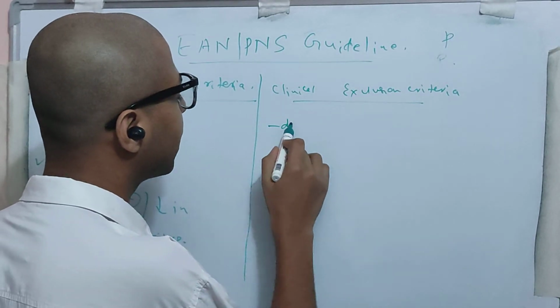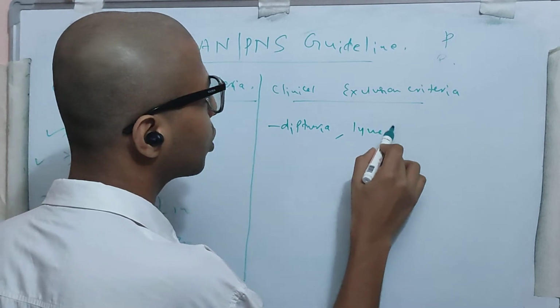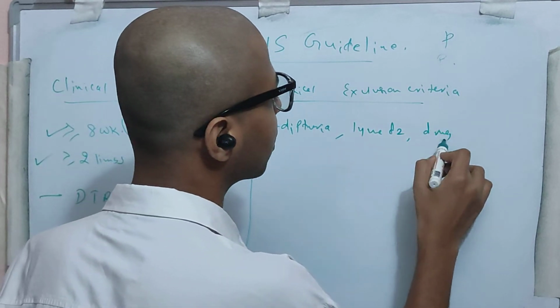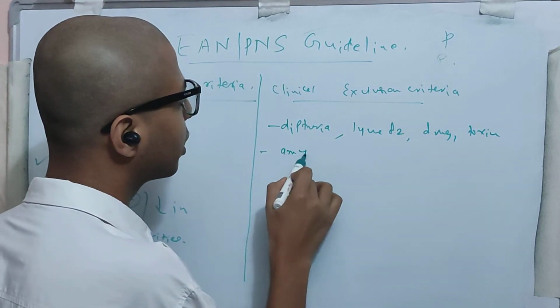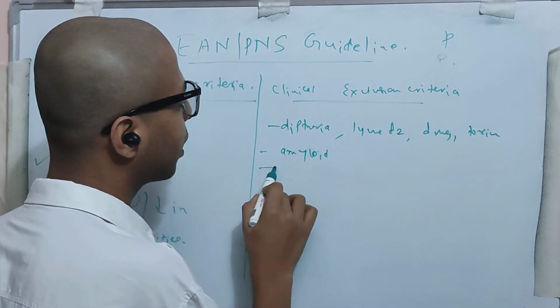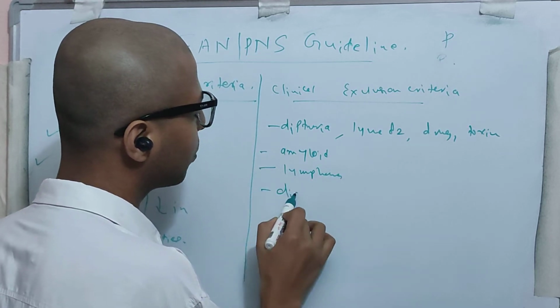One is diphtheria toxin, which causes neuropathy. Lyme disease can cause neuropathy. Drug exposure and toxin exposure can cause neuropathy. There is amyloidotic neuropathy. Peripheral lymphoma affecting nerves causes neuropathy. Diabetic neuropathy.